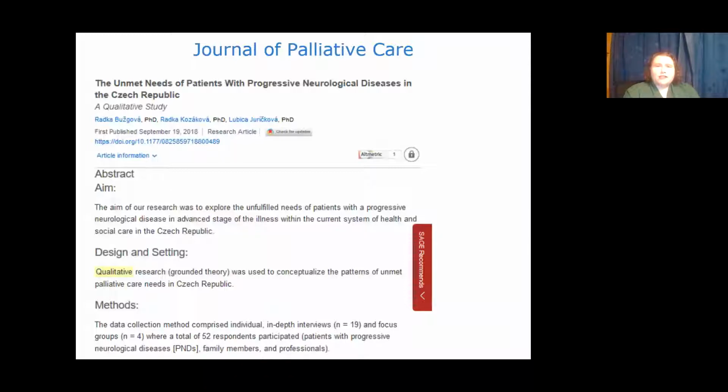Nearly at the end of our examples, so this is a study from the Czech Republic, again a qualitative study looking at the unmet needs of patients. Again, a relatively large sample size here, but it's a combination of 19 in-depth interviews and 4 focus groups, so a total of 54 respondents. And it's got that mix of patients, family members, and professionals. But again, clarification on the design here that grounded theory was used.